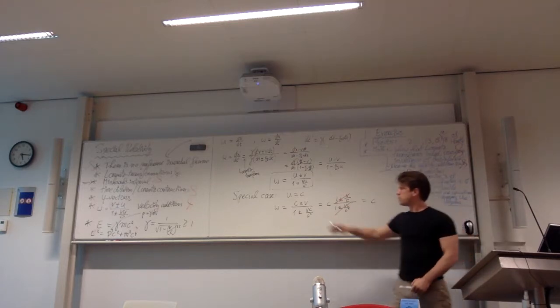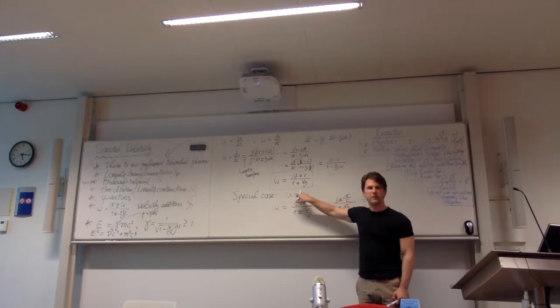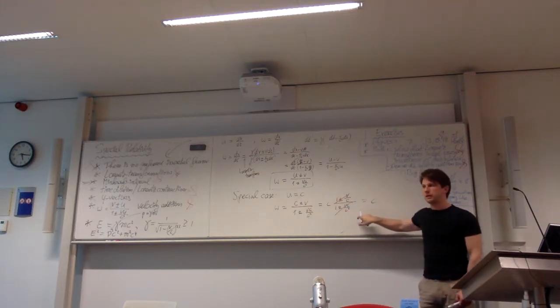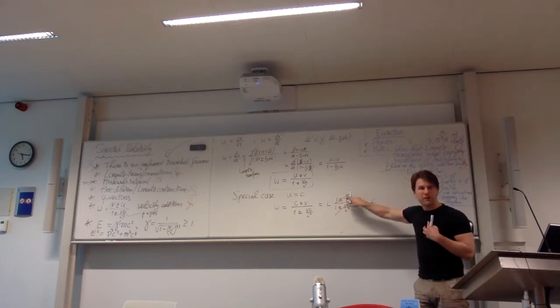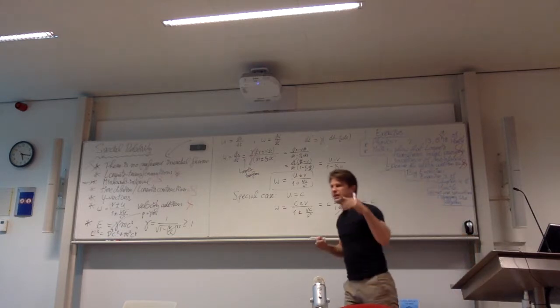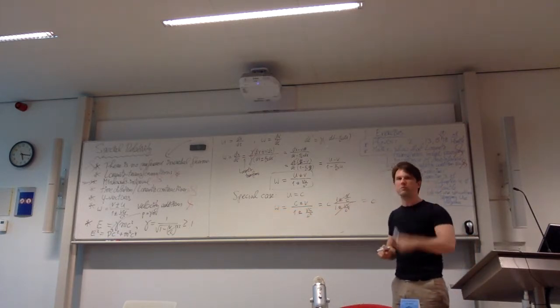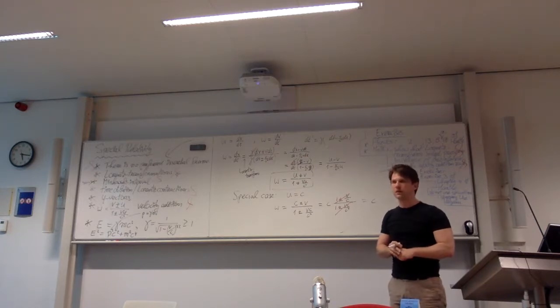Conclusion. If one person sees something move with the speed of light, then the other person will as well. And you see that how fast the other person is moving with respect to me is completely irrelevant because the v drops out. So that lady can run as fast as she wants, either along with the light or the other way. She will still measure that light go with the speed of light.